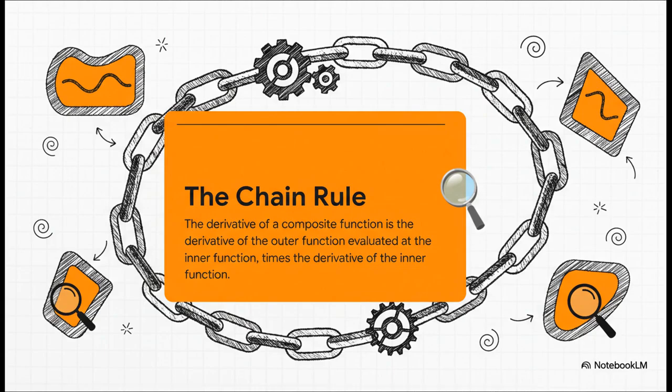Okay, I know this looks like a mouthful, but don't worry. It's saying exactly what we were just talking about. You take the derivative of the outside function, but, and this is the crucial part, you leave the original inside function alone right where it is. Then you multiply that whole thing by the derivative of the inside function.